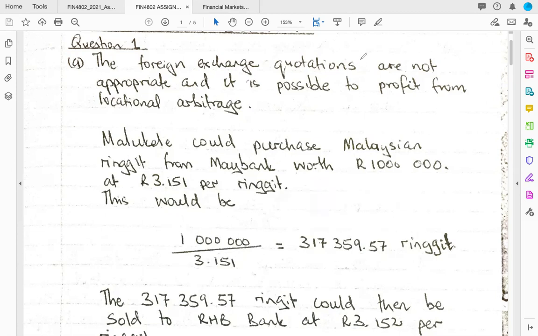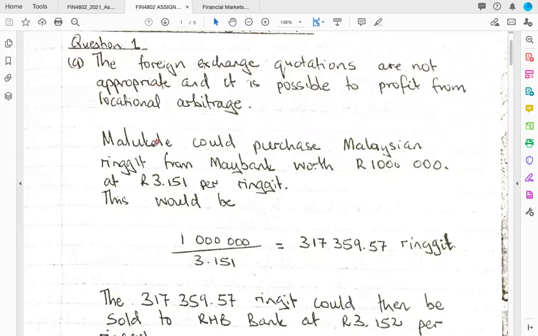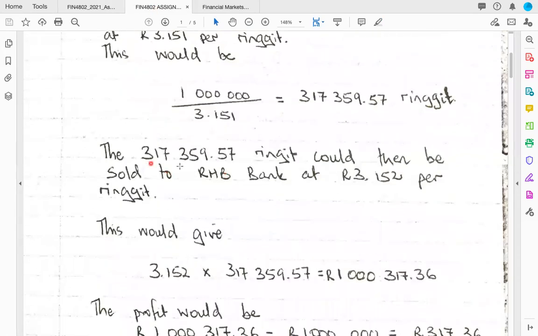And then as soon as they get these ringgits, they will quickly go to the other bank, RHB Bank, where they are going to sell all those ringgits at a price of 3.152 rand. So the 317,359.57 ringgit could then be sold to RHB Bank at 3.152 rand per ringgit. Okay. So each of these ringgits is then sold for 3.152.